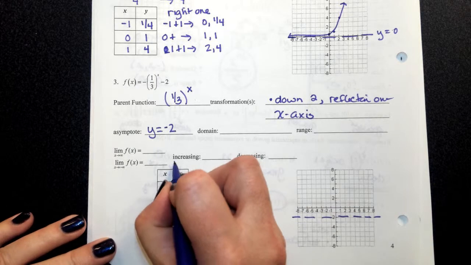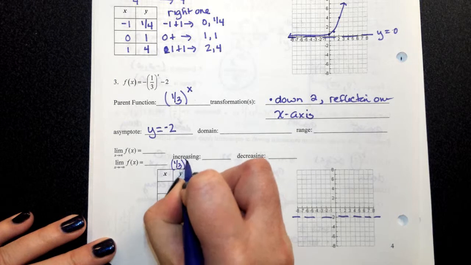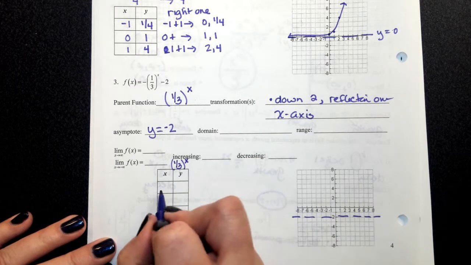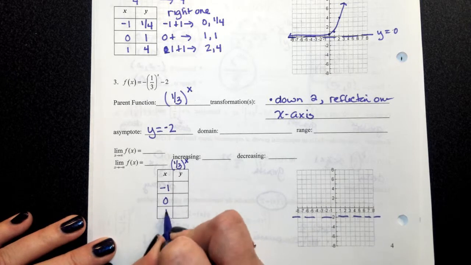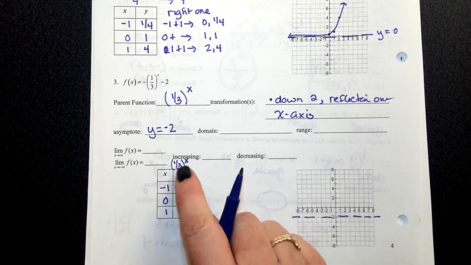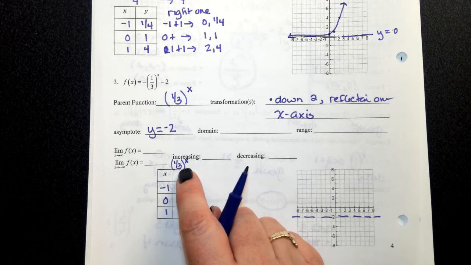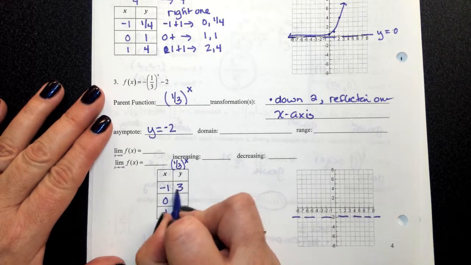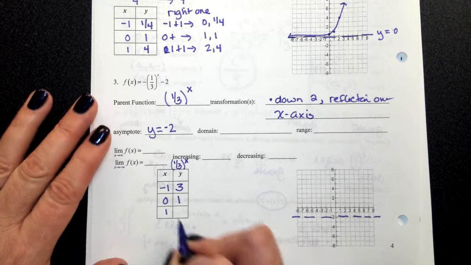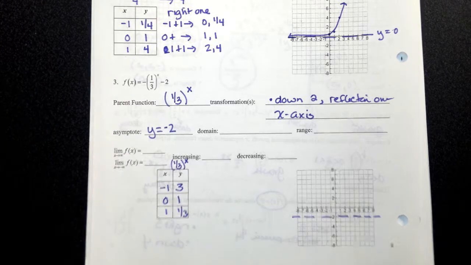So again, I can build my t-chart for my parent function, 1/3 to the x, again using those x values of negative 1, 0, and 1. Well, what is going to happen with 1/3 raised to the negative first power? 1/3 to the negative first is just going to give me 3. 1/3 to the 0 will be what? 1. And then 1/3 to the first will be 1/3.